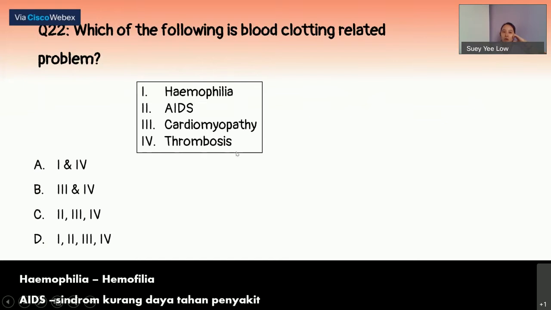So the answer will be 1 and 4. Yep, it's 1 and 4. Hemophilia and thrombosis are opposite each other. Hemophilia is the one that lacks blood clotting and causes excessive blood loss, right? Then thrombosis is caused by a lot of blood clotting factors coming out, causing a plaque, a clot in your blood vessel.